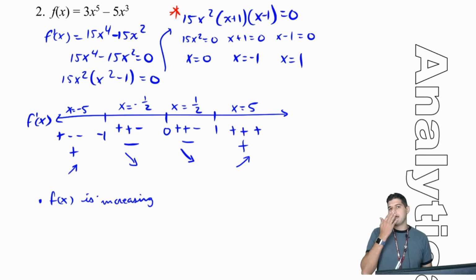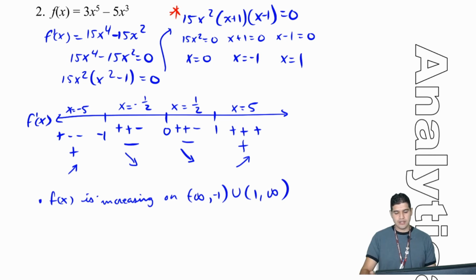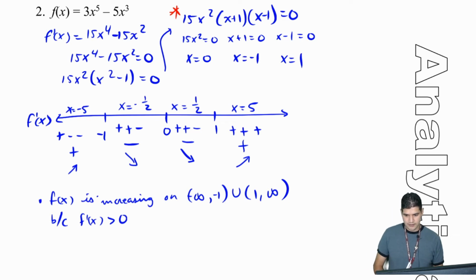So the chart that I made is never going to be enough. I have to always use calculus reasons. So we can see where it's increasing. So it's increasing on -infinity to -1, union 1 to infinity. So we can see that it's increasing there, but we have to say why, because f prime of x came out to be greater than 0, came out to be positive.